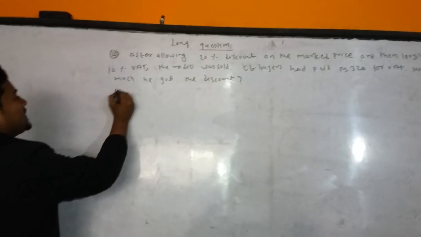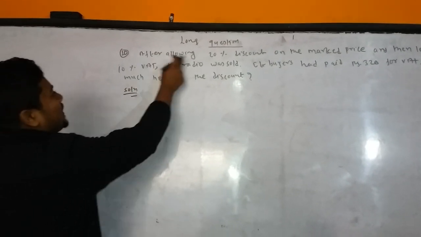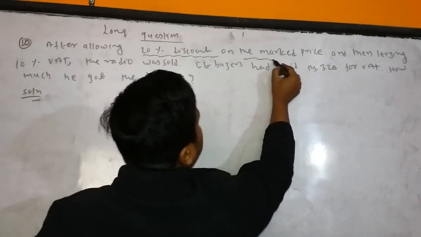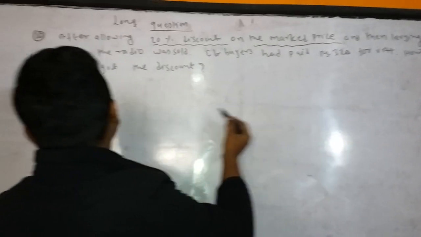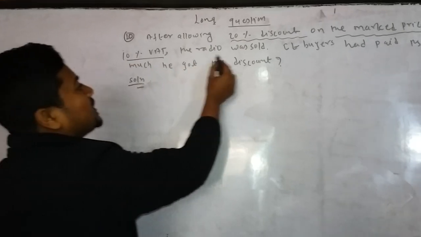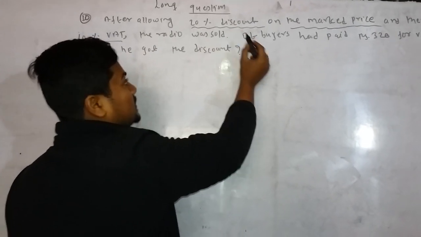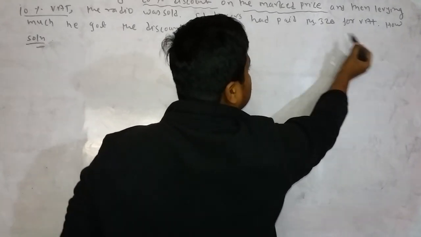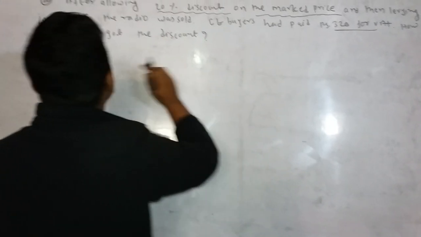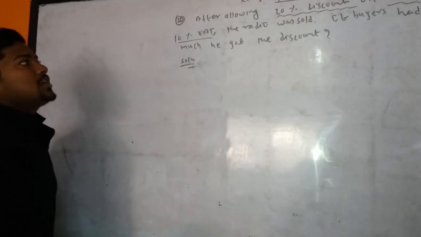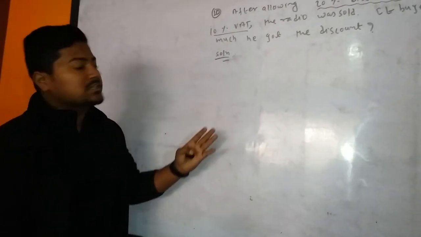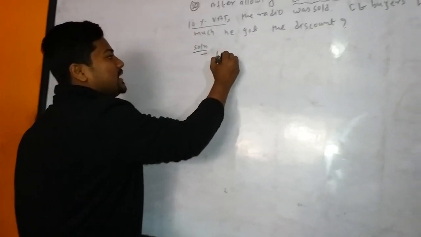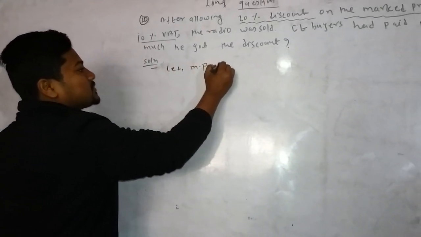So now question number 10. In question number 10, after allowing 20% discount on mark price, and then levying 10% VAT, the radio was sold. So, the buyer had paid rupees 320 for the VAT. This is the VAT amount. How much discount did he get? First of all, discount percentage is given, then we have to let what? MP. MP is not given, so yes, let MP, mark price, be equal to rupees x.